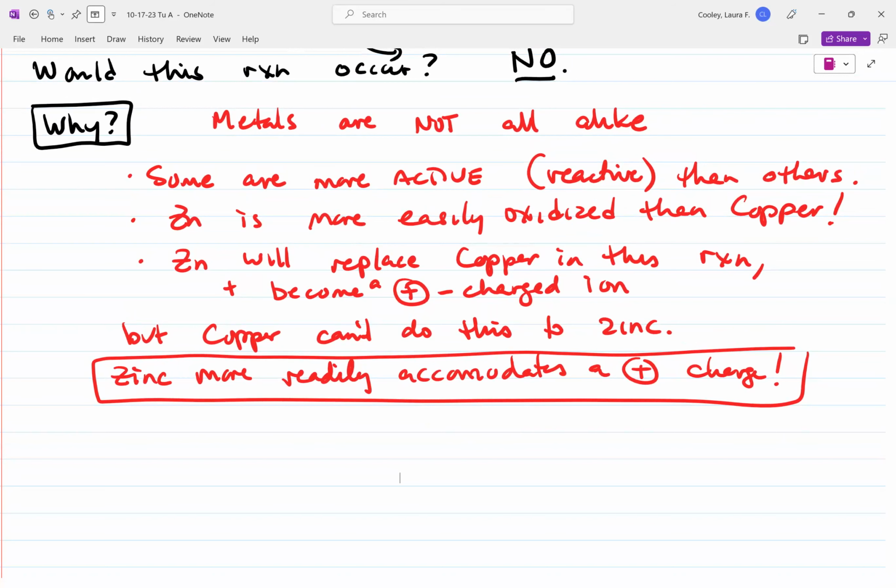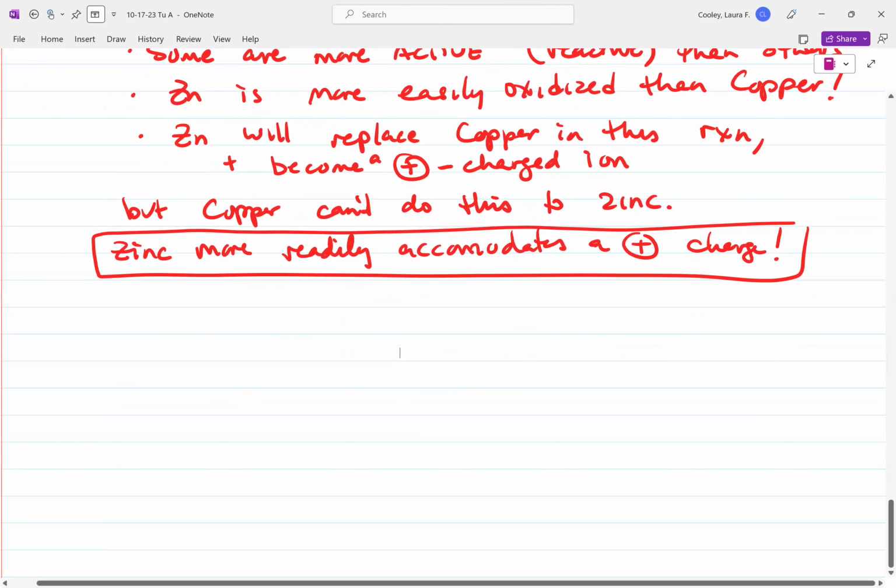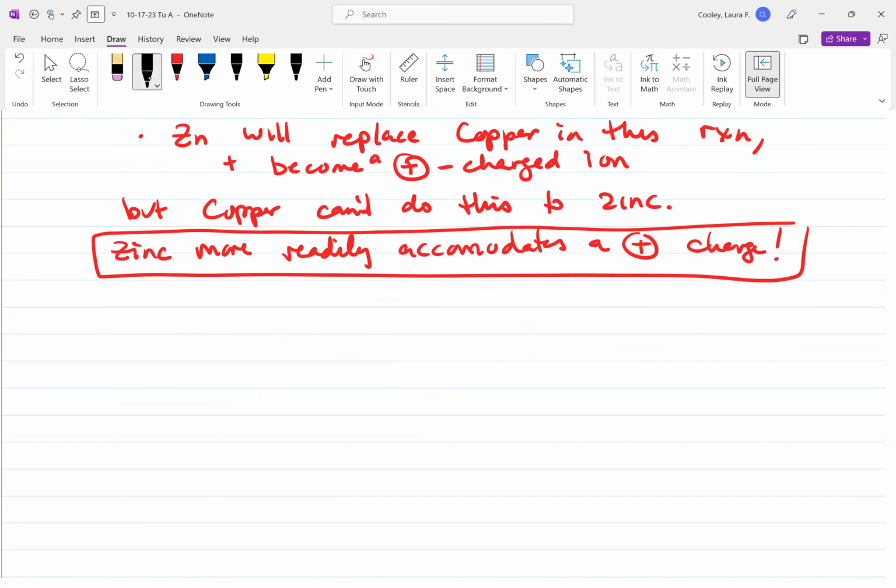Okay. So more active metals basically replace the less active ones in this type of reaction.